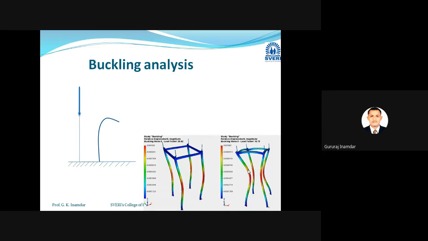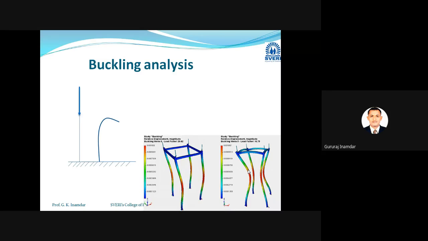Now, buckling analysis. Buckling is nothing but bending. Sorry, buckling in terms of bending. For that purpose, the stiffness is also very important. Now, what is stiffness? Bending stiffness being less than the axial stiffness is nothing but the buckling analysis. This is the definition of buckling analysis. Bending stiffness is less than the axial stiffness.